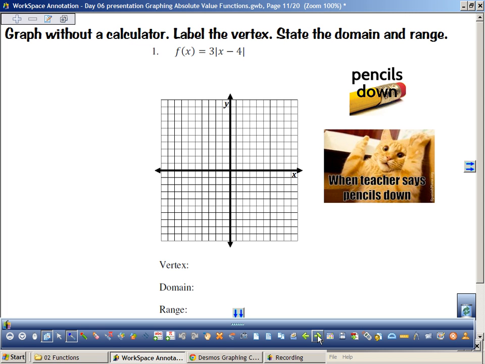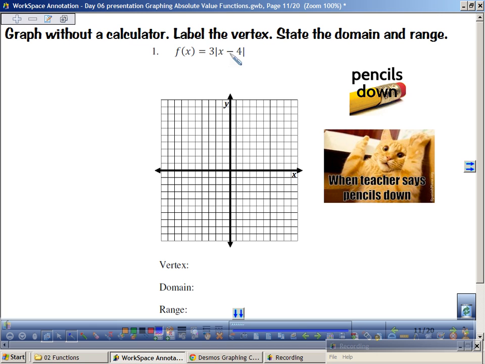Okay, so I'm going to graph f of x equals 3 times the absolute value of x minus 4. The first thing I want to look at is my horizontal translation. Since it says x minus 4, x minus 4 equal to 0 would make x equal to 4, so I know I'm going to go this way, 4. So I'm going to go over 1, 2, 3, 4. A is 3, or how much steeper I'm going to go.